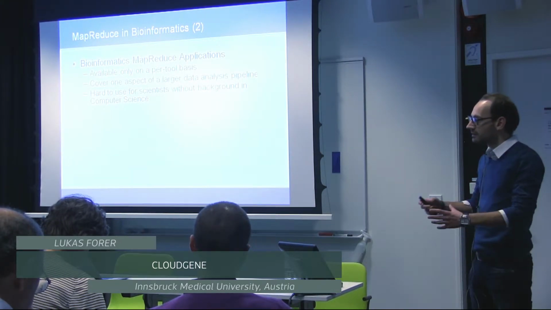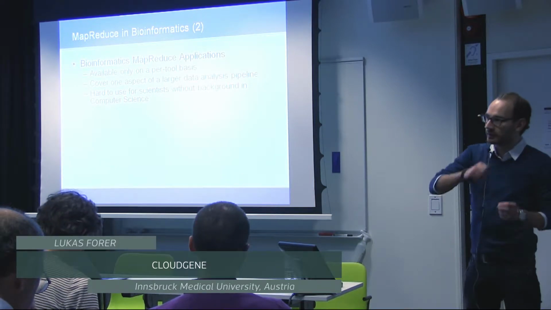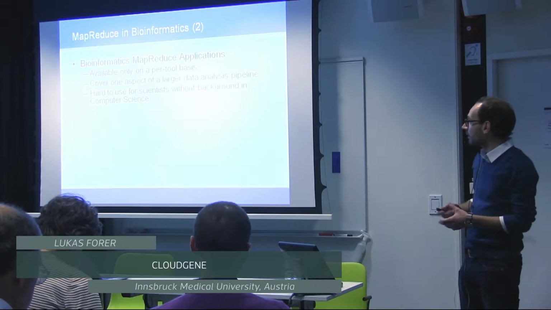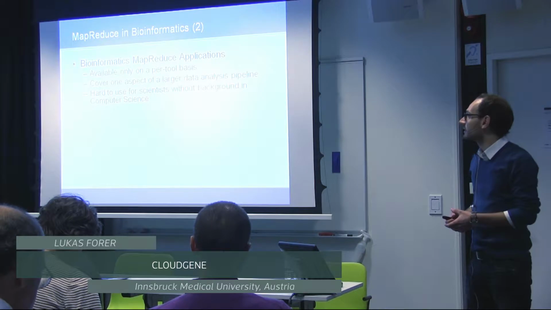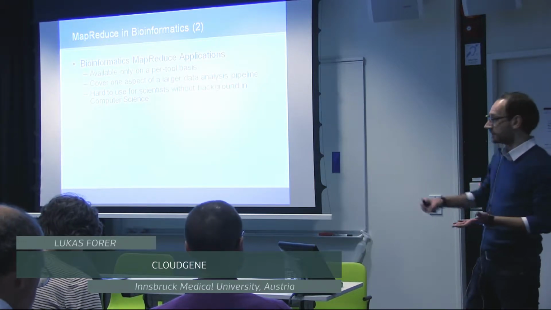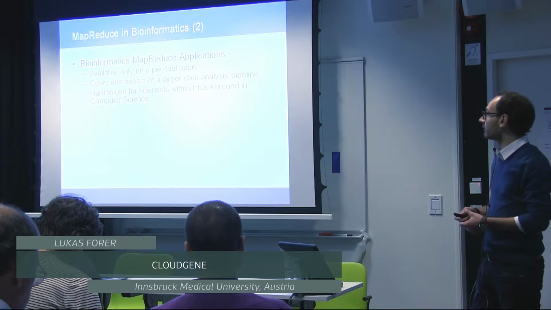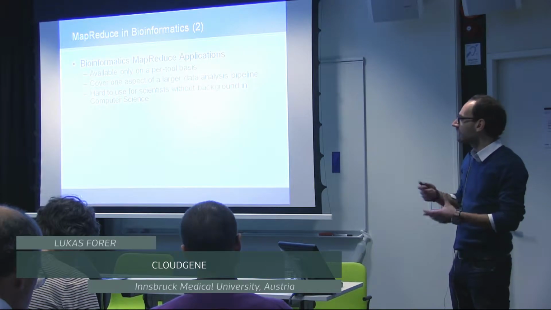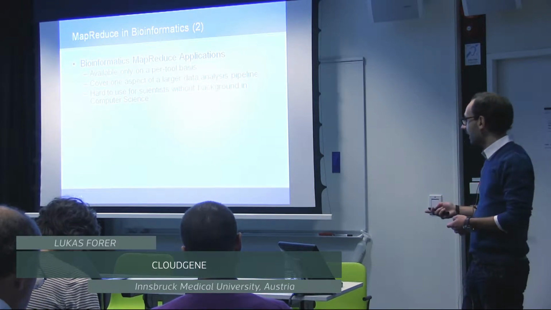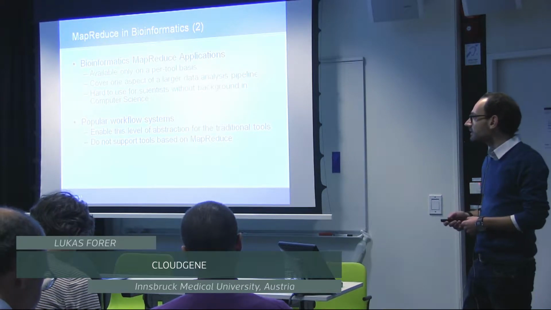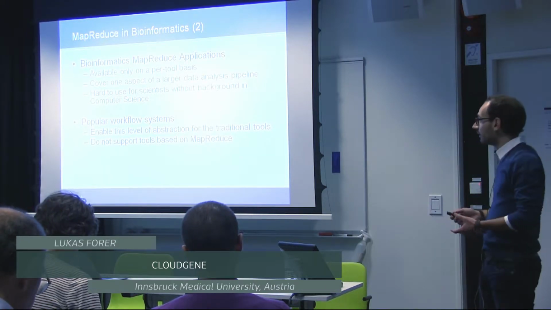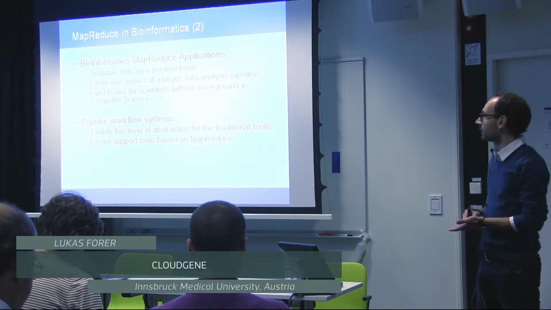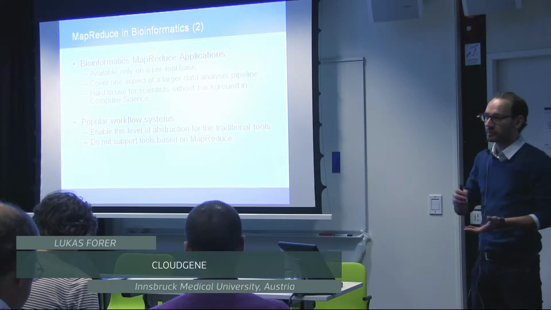It means in our case, in our analysis, we need a pipeline. We need to connect different tools together in order to analyze our data. But the problem with the available MapReduce applications is that they cover only one aspect of these large pipelines. And the third point is that for biologists, for scientists without background in computer science, MapReduce is often very hard to use. And some available popular workflow systems, for example Galaxy or Taverna, cover this aspect only for traditional tools, so they enable this level of abstraction, but they don't support MapReduce out of the box.